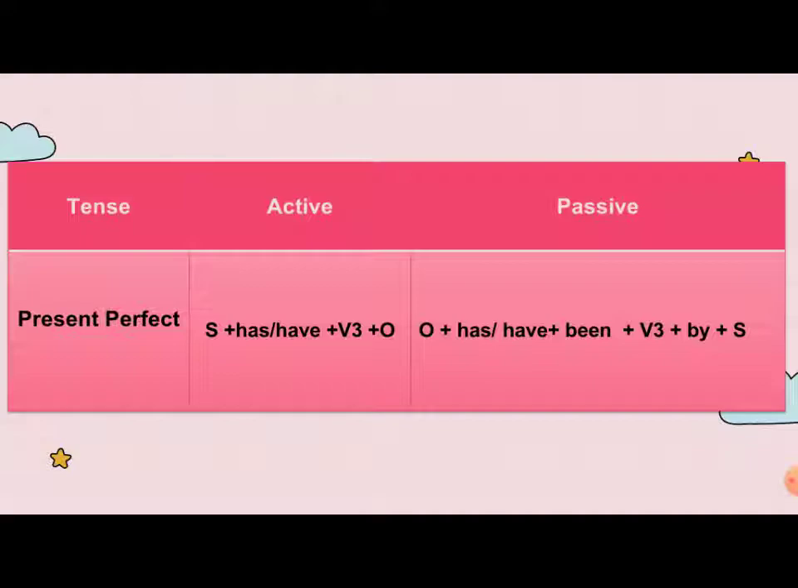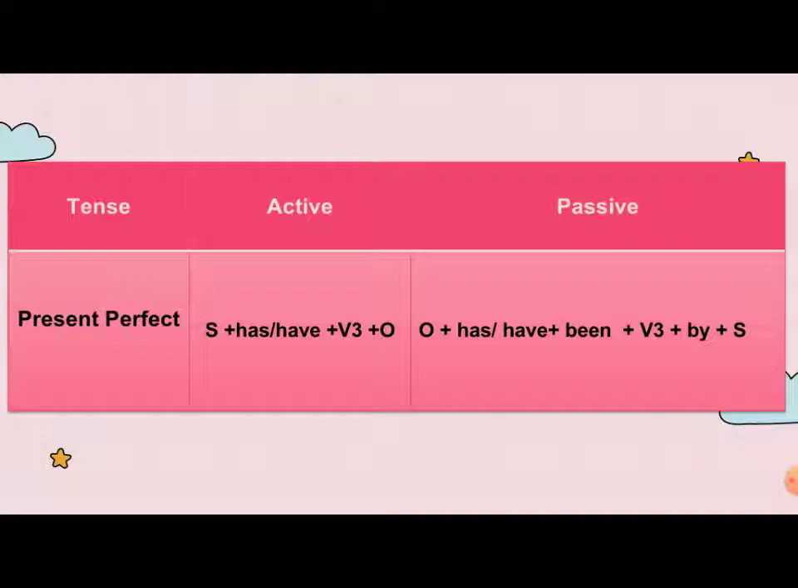Now, here I am going to introduce a new tense, that is present perfect tense. In active voice, the structure is subject plus has, have plus past participle form of the verb plus object. So dear children, there is no problem in this perfect tense because you already have the verb in past participle form and you also have the helping verb has or have.